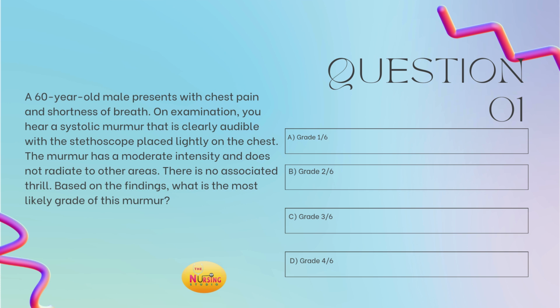All right, so we know it must be A, B, or C because the thrill is first noted in a grade 4 of 6 murmur, right? So they said there's no thrill. All right, so we can eliminate D. Then we want to talk about the stethoscope is placed lightly on the chest. You know, with a grade 1, we need to place it firmly on the chest, right? Because it's so faint. Then it says the murmur is heard with the stethoscope placed lightly on the chest and there's moderate intensity. The best answer is B, grade 2 of 6, okay?